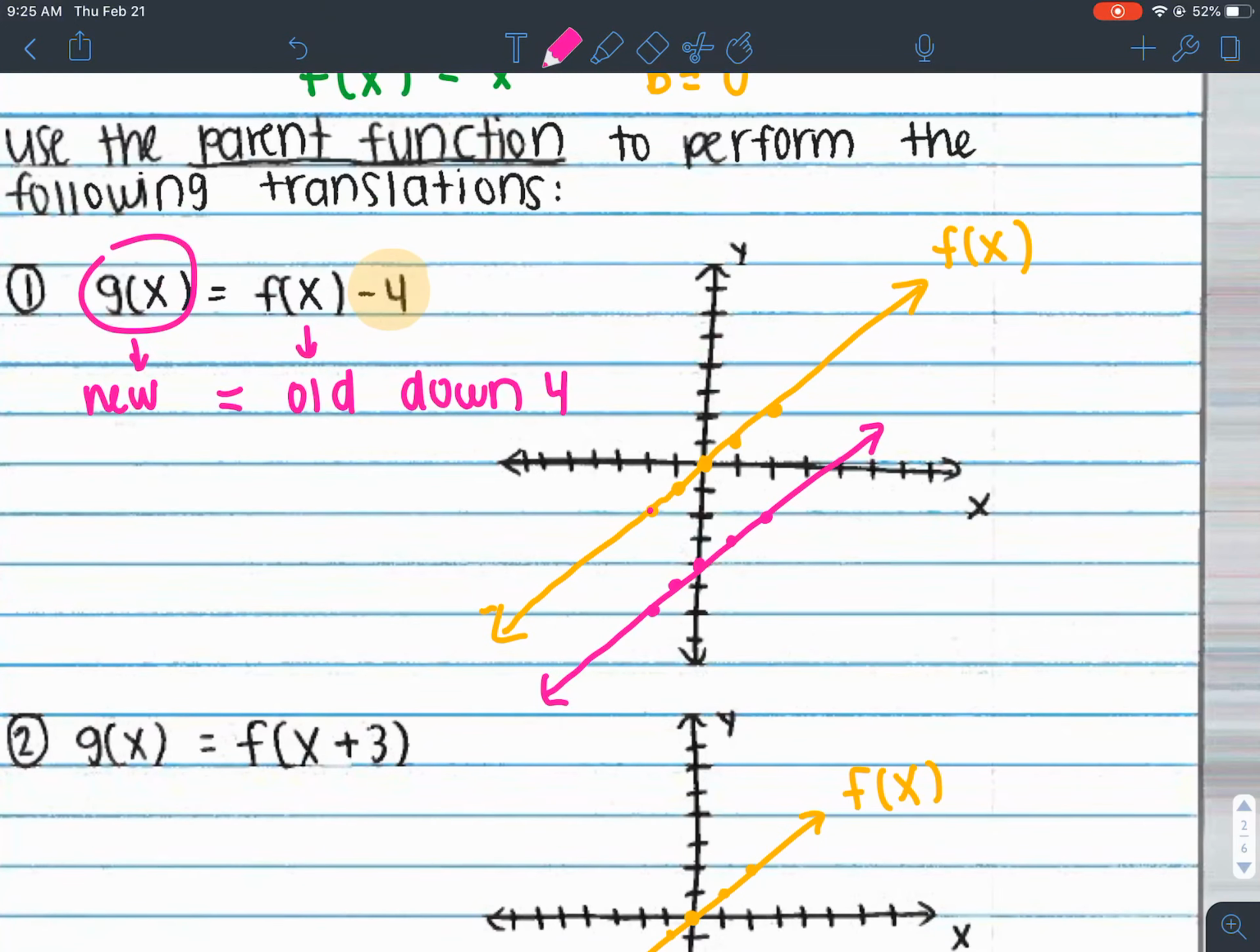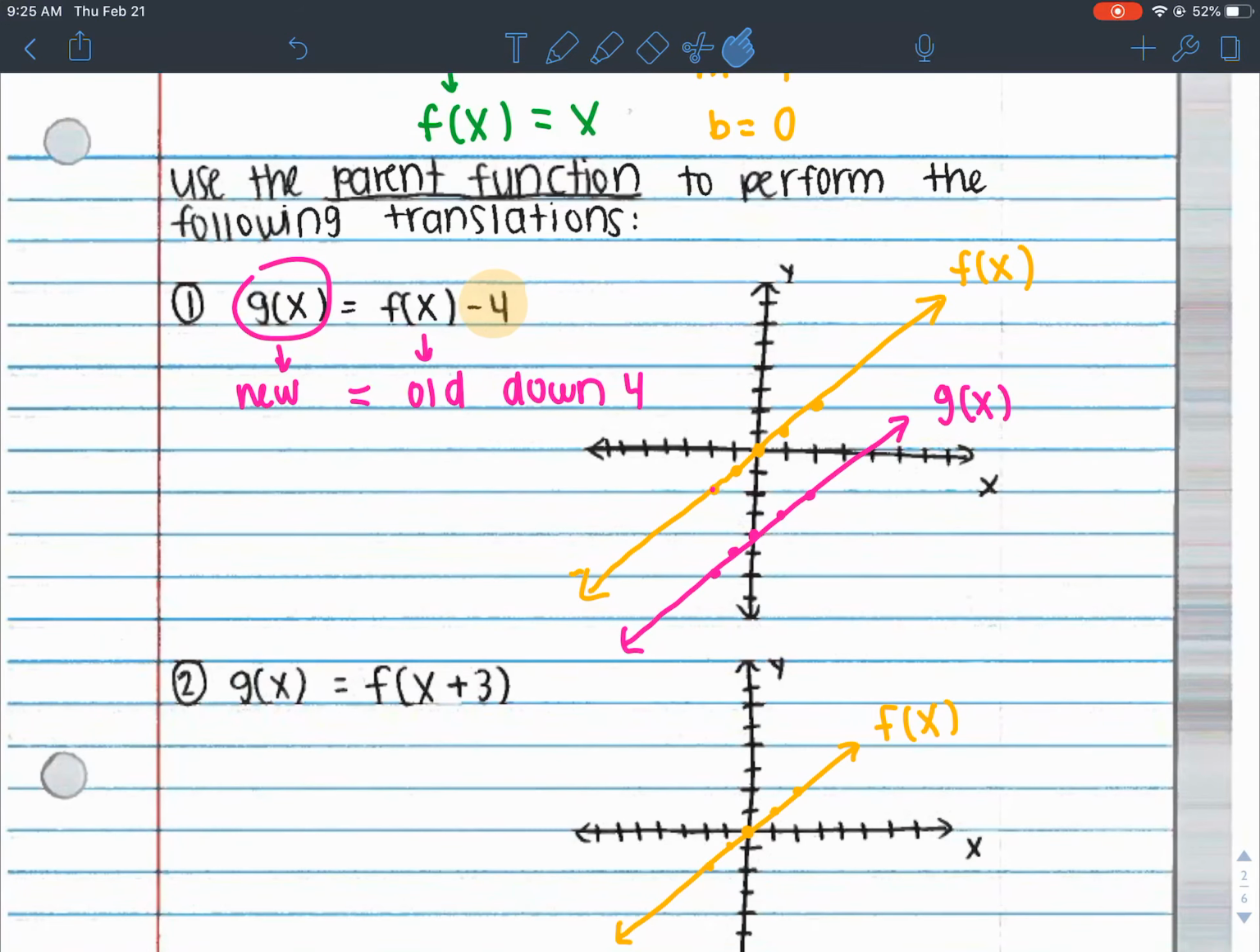And then we also want to label that. So you do have to label that on your homework and on your quizzes and on your tests. You need to be able to label both of your lines. So your orange one is your original and the pink one is the new one.